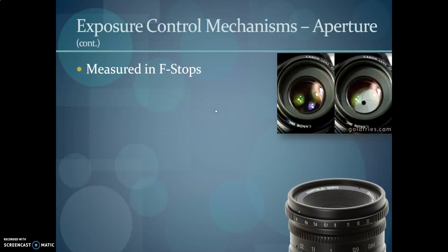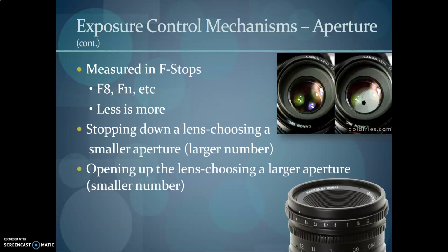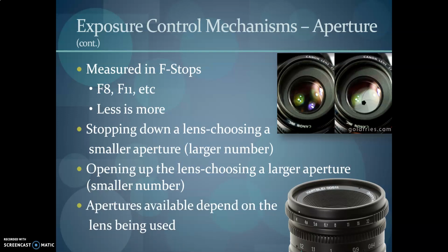It's measured in something called f-stops. f8, f11, f16, etc. Less is more. Stopping down the lens is choosing a smaller aperture, which is actually a larger number. It doesn't make a lot of sense that way, but that's how it works. That's what I mean by less is more. Opening up the lens, if you ever hear photographers say something like that, that means they're choosing a larger aperture, which is a smaller number.